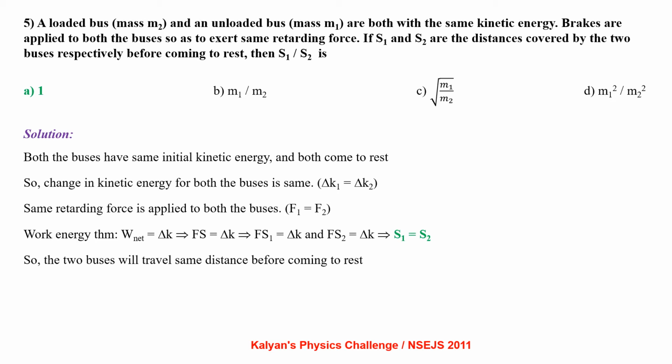A loaded bus of mass m2 and an unloaded bus of mass m1 are both with same kinetic energy. Brakes are applied to both buses so as to exert same retarding force. If S1 and S2 are the distances covered by the two buses respectively before coming to rest, then S1 by S2 is? Both the buses have same initial kinetic energy and both come to rest. So the change in kinetic energy for both the buses is same. Same retarding force is applied to both the buses, so F1 equal to F2. Now applying work energy theorem, W equal to delta K, work done is force into displacement equal to delta K. So for the first bus it is F S1 equal to delta K, for the second bus it is F S2 equal to delta K. Since delta K is same and force is same, we get S1 equal to S2. So the two buses will travel same distance before coming to rest.